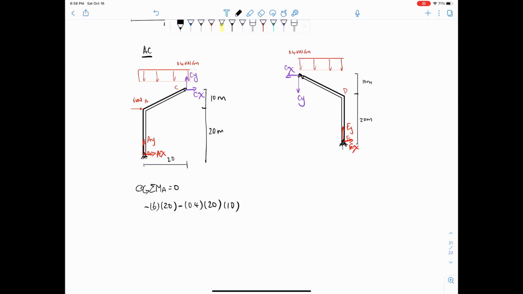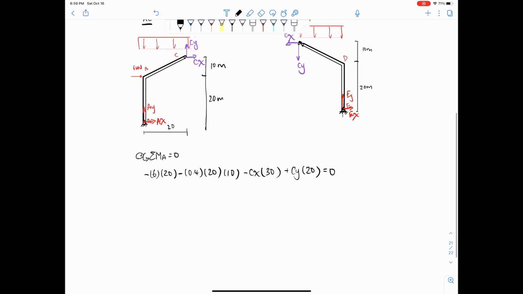That is also pushing the system clockwise, so that would also be negative. Next, let's go for this CX value. CX wants to spin the entire system clockwise, so it would be negative CX times the perpendicular distance, which is 30 meters. And then finally we account for CY, plus CY because it wants to spin it counterclockwise. That's positive, so CY times 20, and then all of the forces are accounted for, so we can set that equal to 0.